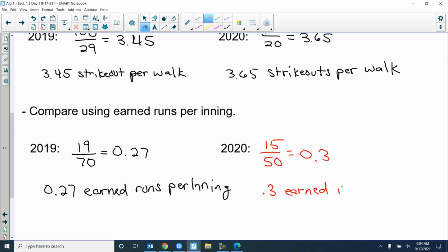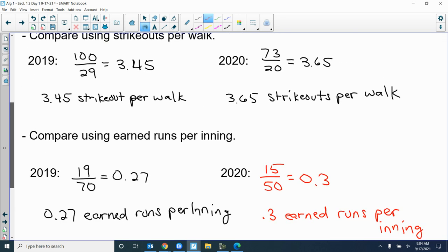earned runs per inning. Now, if you're not a baseball person, you might not know this exactly. What's better? Do you want to give up more runs or fewer runs as a pitcher? Fewer. So which year would be better using this comparison? 2019. 2019 would be better because you want to give up fewer runs per inning. In this case, if you look at strikeouts, 2020 is the better year. So depending upon what statistic you use, you could say one year is better than the other. So just make sure you come up with that, and you also label it.